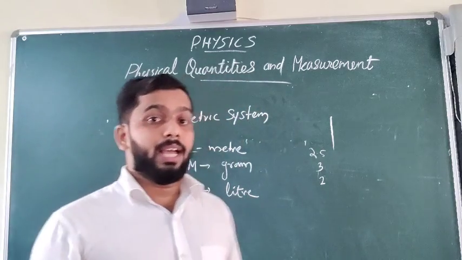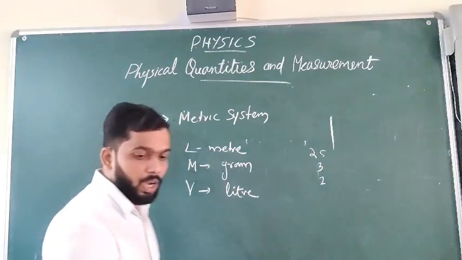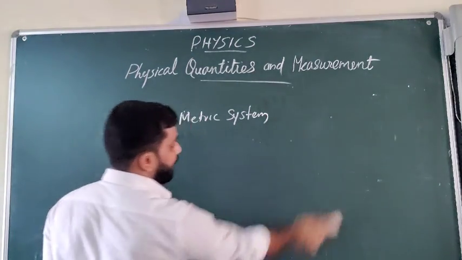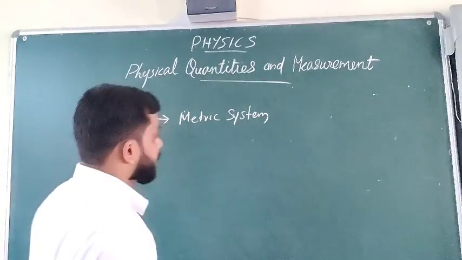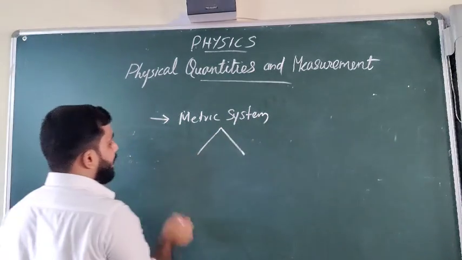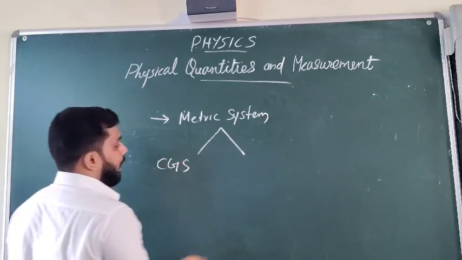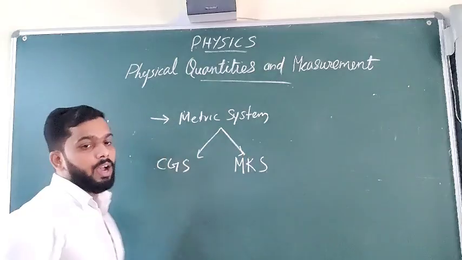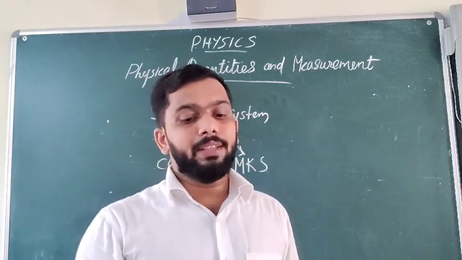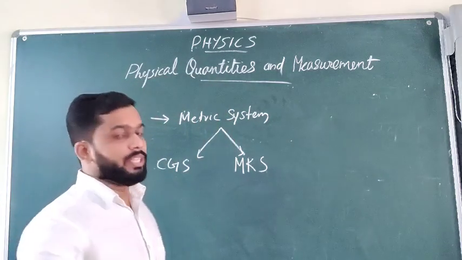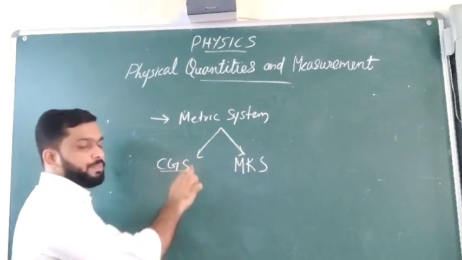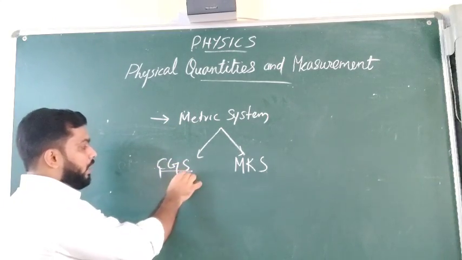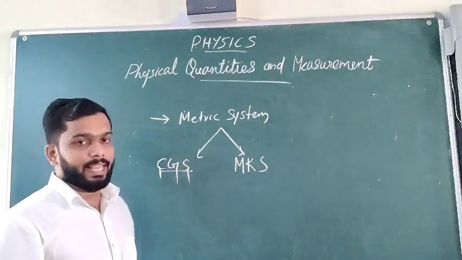Then, with the passage of time, they updated the metric system after a long time, because they thought there should be an updation. So they divided the metric system into two categories. One is the CGS system and another is the MKS system. In the CGS system, C stands for centimeter, G stands for gram and S stands for time, seconds.